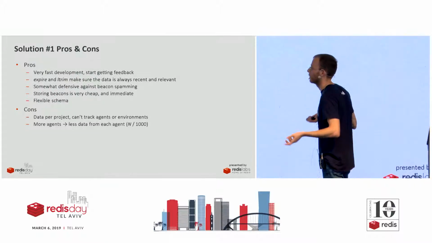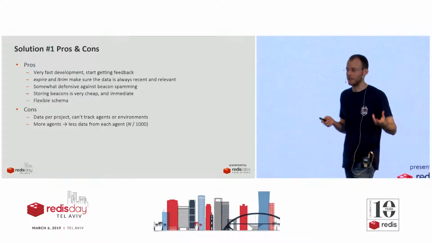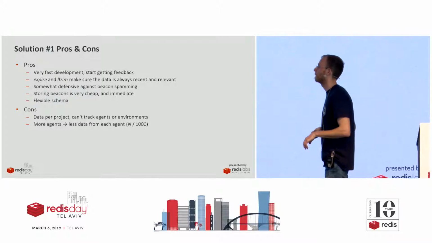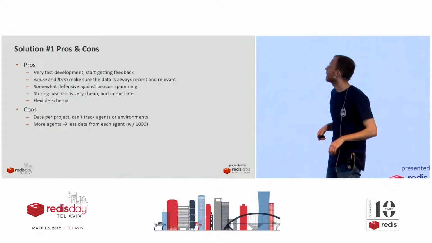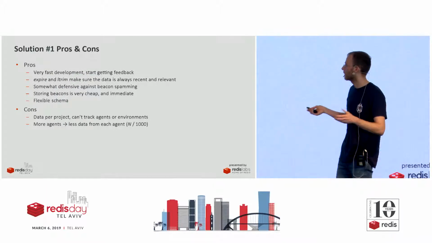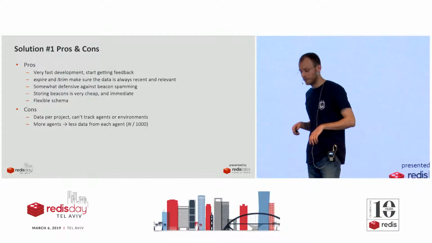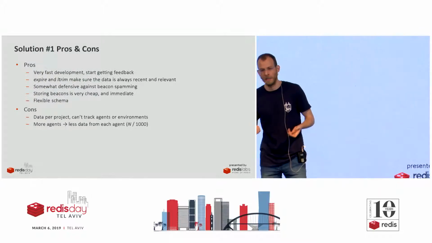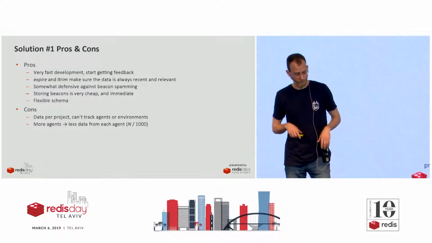So it took us very little time to implement it. We could focus on what makes sense for us and what's important for us to do. Expire and ltrim made sure that all the data we have is recent and makes sense for us. We had some sort of defensive mechanism against being spammed with beacons, if someone's trying to overload our services. Storing a beacon is very cheap, and since we had a flexible schema, we could change our minds at any minute and decide, okay, this part of the data is what I care about.